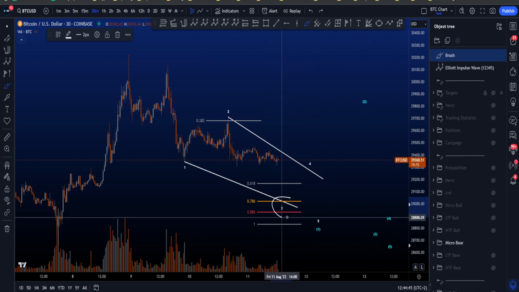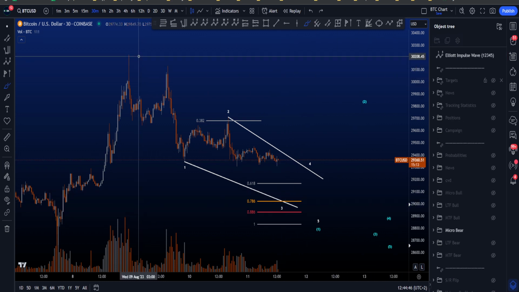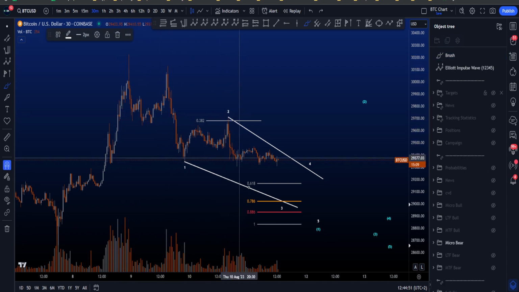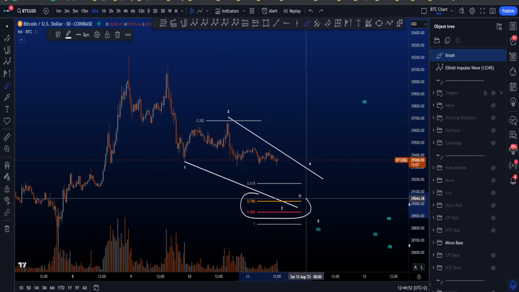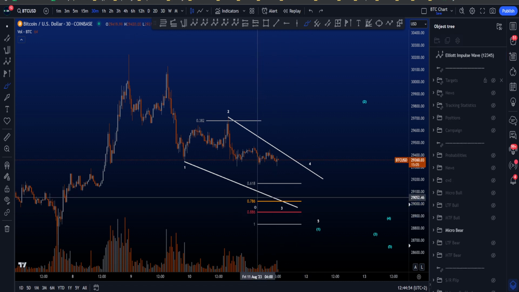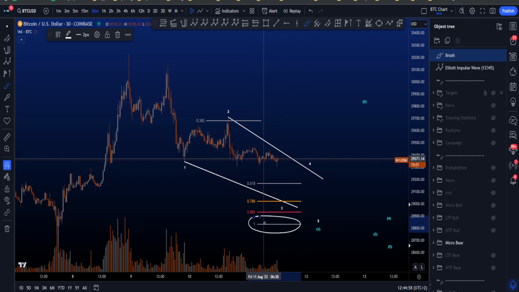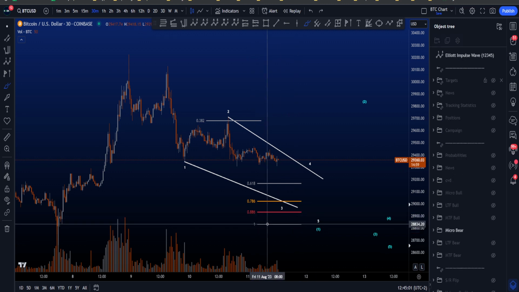If we look at the target for wave 3, you have to pull a trend-based extension from the high of 1 to the low of 1 to the high of wave 2, toggle on the 0.786 and the 0.886, as that is the most common target area. A wave 3 is not allowed to go below the 1-to-1, so that is the invalidation, which is sitting at 28.8k, and the 0.618 is a rare target.